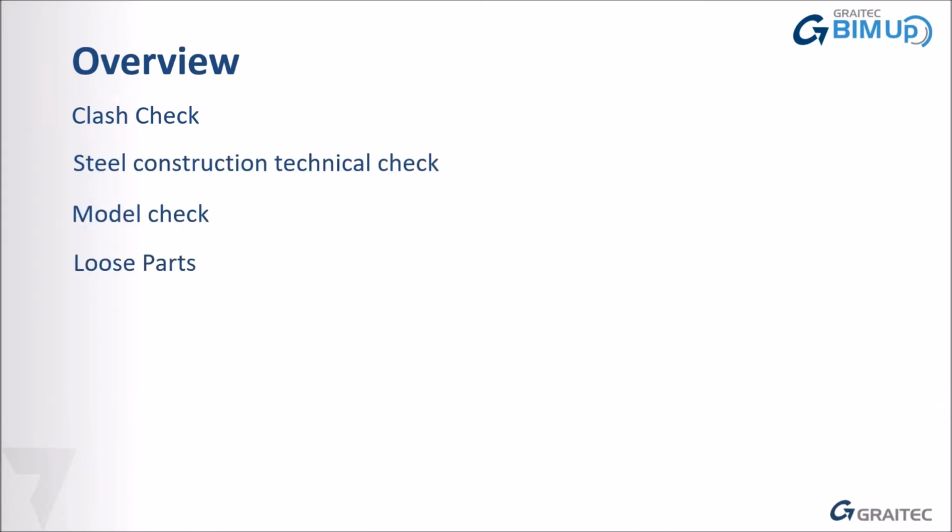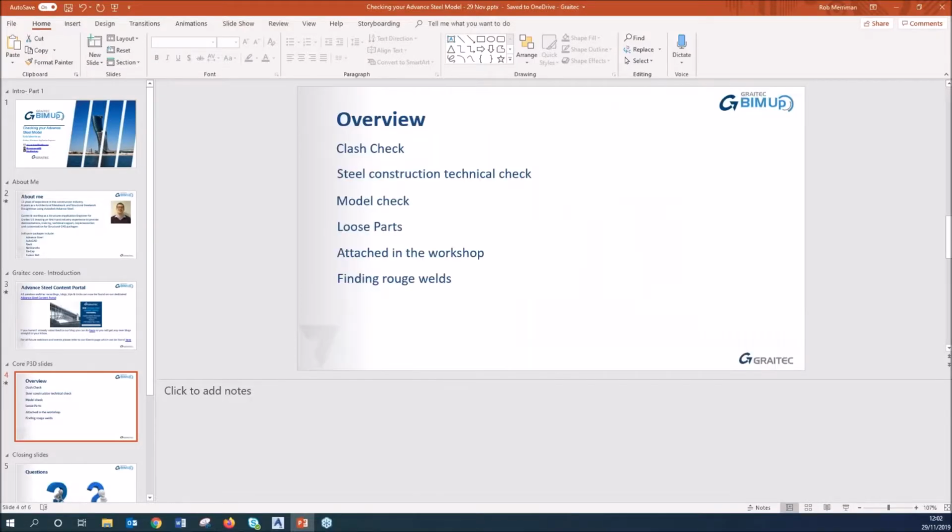So an overview of what we're going to look at today. We're going to look at the clash check, the steel construction technical check, the model check, loose part check, what's attached in the workshop, how it's attached, and then we'll also look at finding rogue welds where we've manually done something and it's not welding as we would expect it to. So we're going to jump straight into a model and get cracking with this.